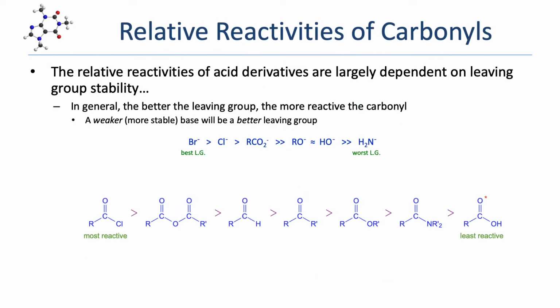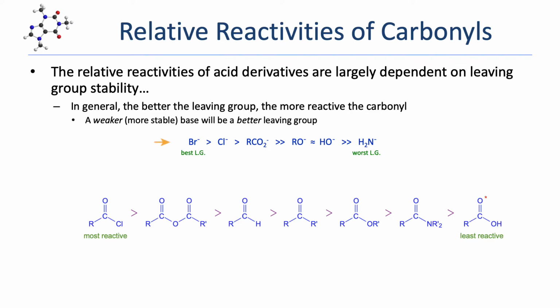Understanding the relative reactivities of the different carbonyl types is critical for determining whether a given acyl substitution will actually work. When looking at the acid derivatives, the relative order of reactivity is largely dependent on the leaving group. In general, the better and more stable the leaving group, the more reactive the carbonyl. And remember, a weaker, more stable base will be a better leaving group.